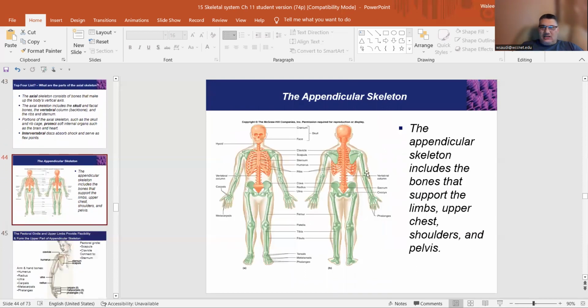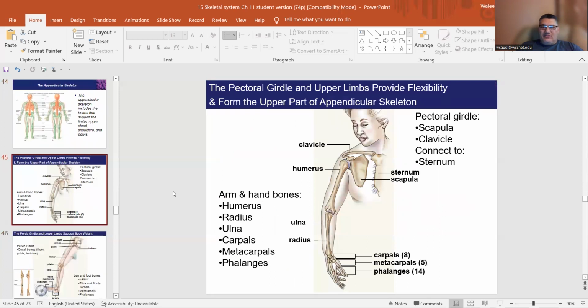Appendicular skeleton are these bones, and look at them individually because you have to know the whole entire bone. No details, but you have to know the bone. Sternum, clavicle, scapula, humerus, radius, ulna, carpal bones, metacarpal bones, phalangeal bones. Do I need to know this? Yes. This is the minimum. You have to know it.